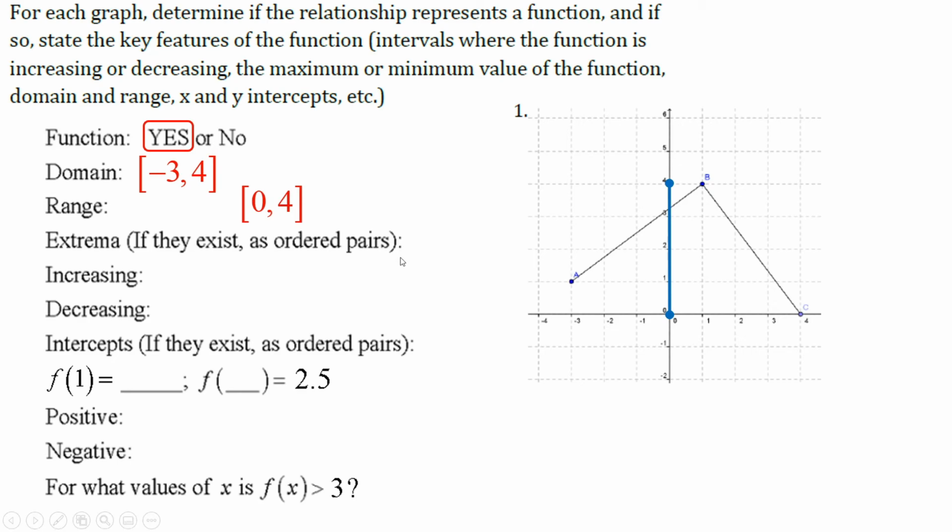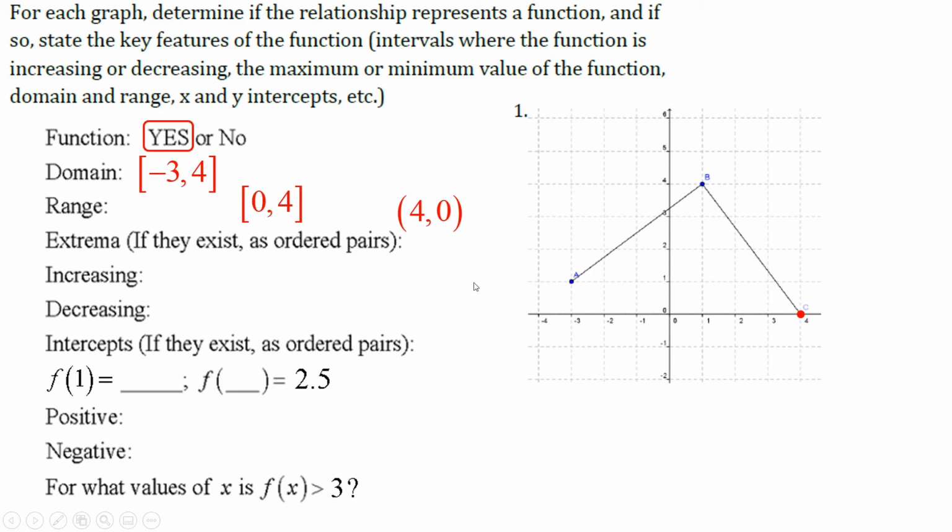Now, the extrema. Well, we're looking for the lowest point on the graph and the highest point on the graph. And we want to write those in as an ordered pair. So there's my lowest point, x equals 4, y equals 0. So let's just go (4, 0). And that would be my minimum. And focus on your y value. The minimum y value on that graph is a 0.